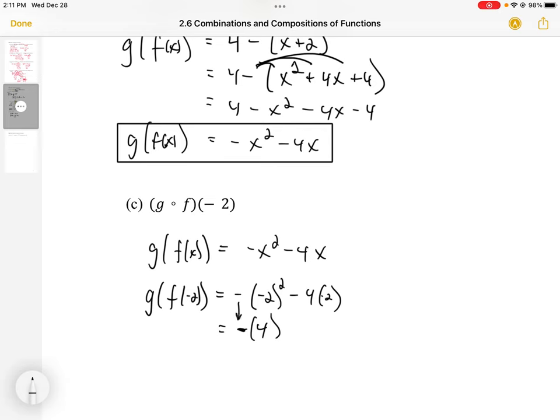This negative out front is being carried down. Then here I have -4 times -2, which is +8. So I'm looking at -4 plus 8, which is 4.